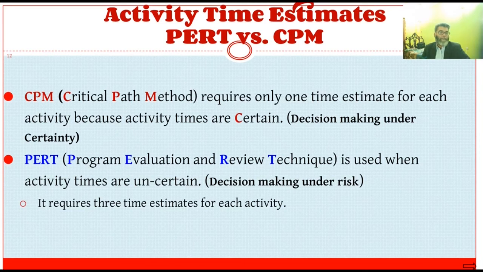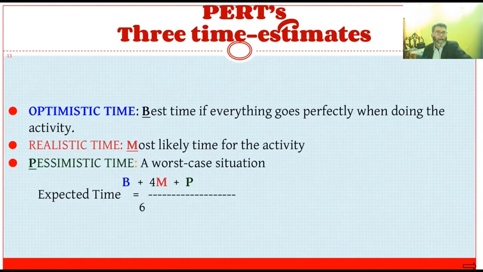And PERT, program evaluation and review technique, is used when activity times are uncertain, that is, decision making under risk. It requires 3 time estimates for each activity. Those times are optimistic time, realistic time, and pessimistic time. Optimistic time means the best time if everything goes perfectly when doing the activity. Realistic time means the most likely time for the activity, and pessimistic time means the worst case situation. According to that, to find the expected time, it is optimistic time plus 4 times realistic time plus pessimistic time, divided by 6.